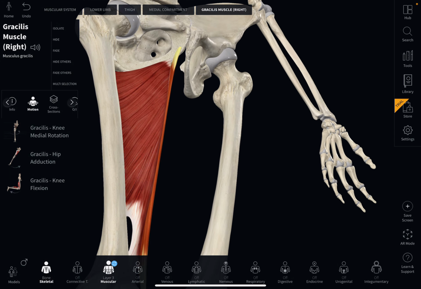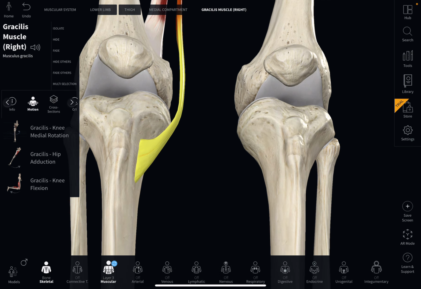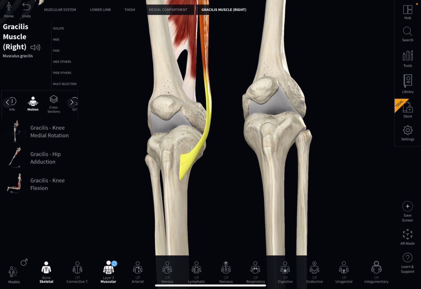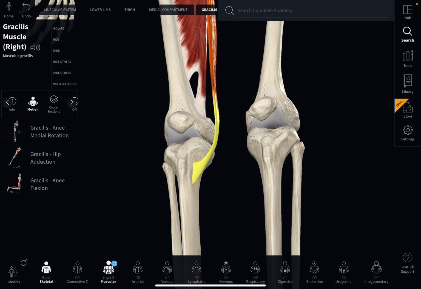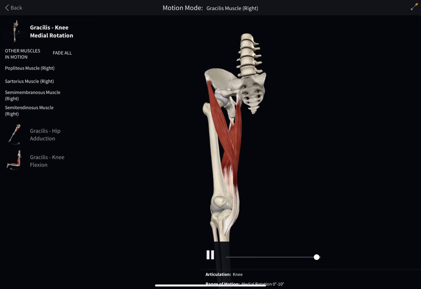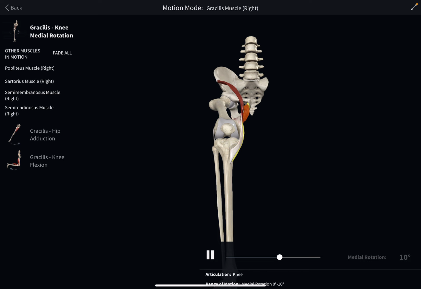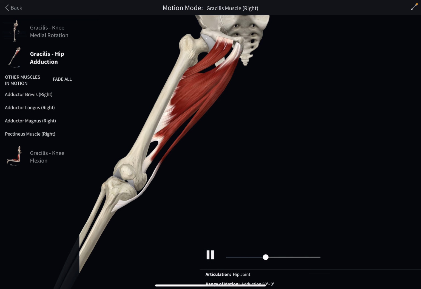Upper part of the medial surface of the shaft of the tibia, right here. So it is actually behind the sartorius muscle. I hope you all remember the muscle of the anterior compartment, the sartorius one. The nerve supply is obturator nerve, and the actions are medial rotation of the knee, like this, and then hip adduction. And the final one is knee flexion.